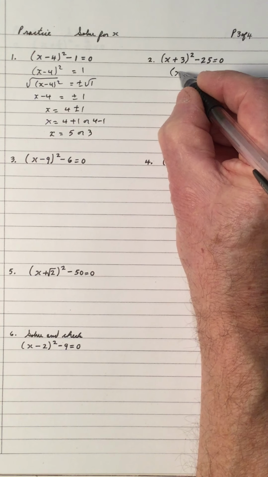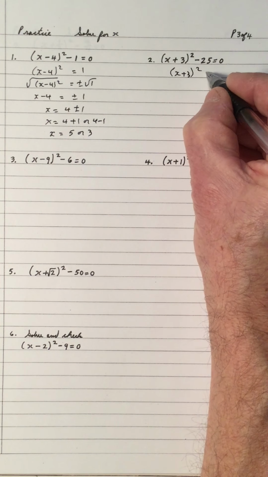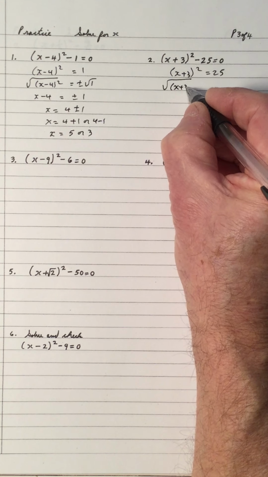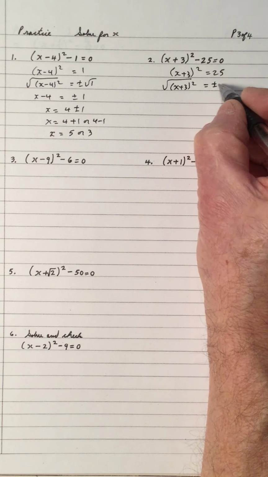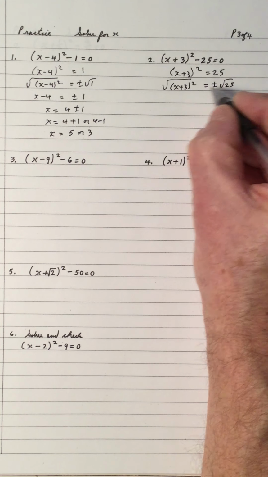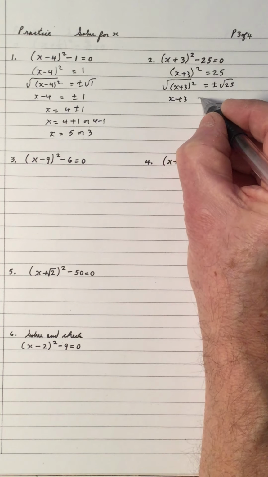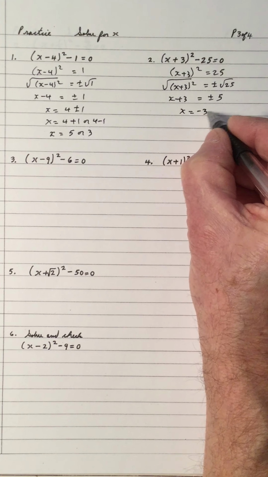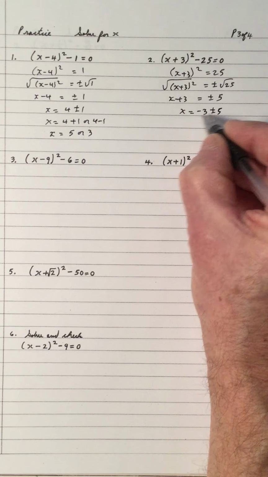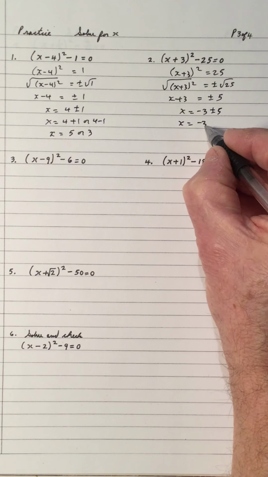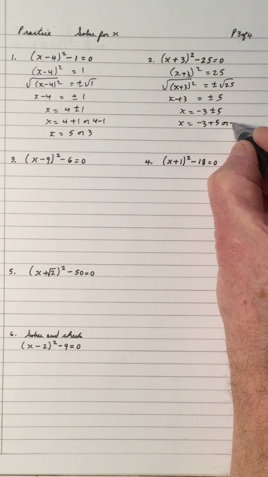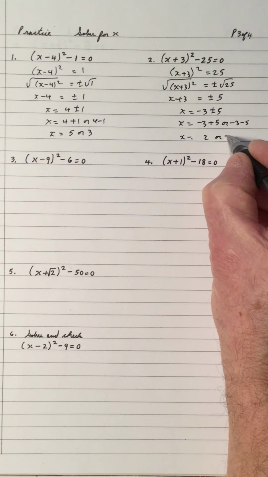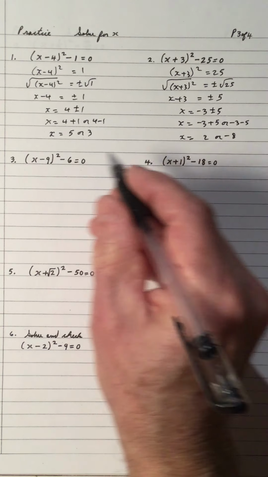Number 2, x plus 3 squared equals 25. Take the square root of both sides, but don't forget the plus or minus. So x plus 3 equals plus or minus the square root of 25, which is 5. x equals negative 3 plus or minus 5, so negative 3 plus 5, or negative 3 minus 5. So that's 2, or negative 8.